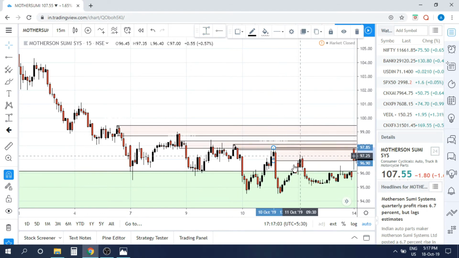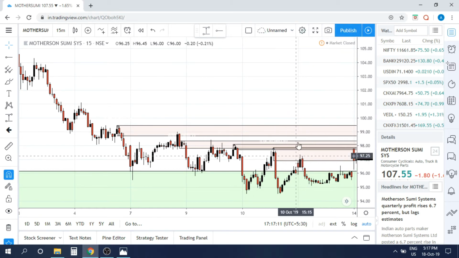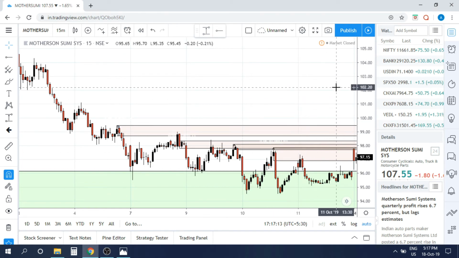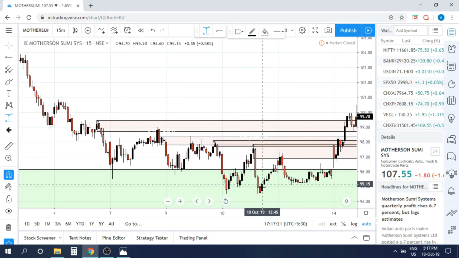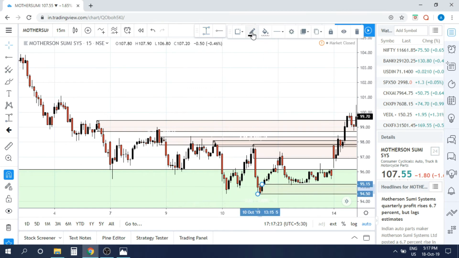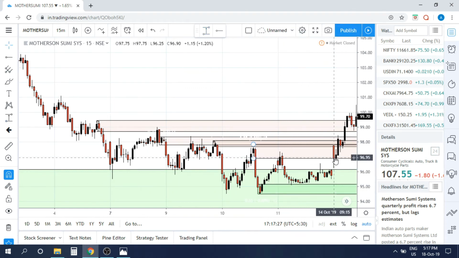Prices again went up from these demands, right? Again it failed to eliminate this supply. So supply order flow, sell order flow, is still holding. So selling institutions are still stronger in power. Again it went down. Now this time this demand zone was respected again, right? Touched there, again went up.